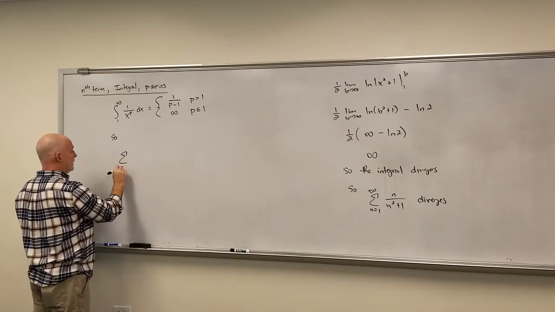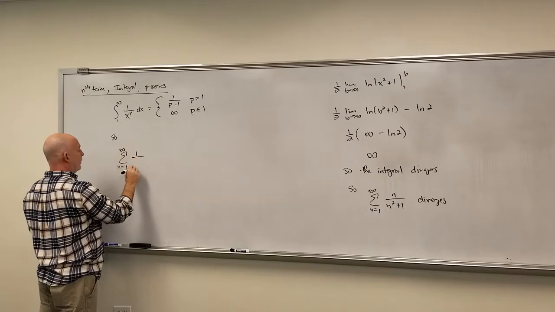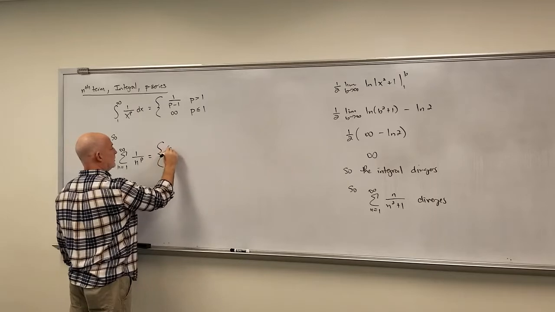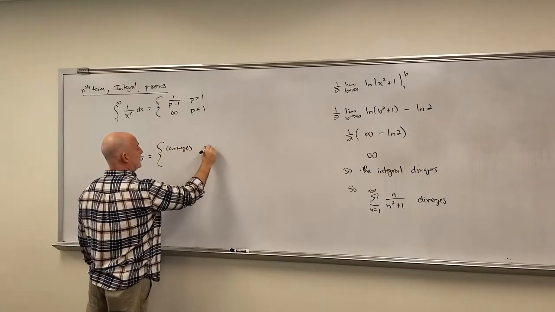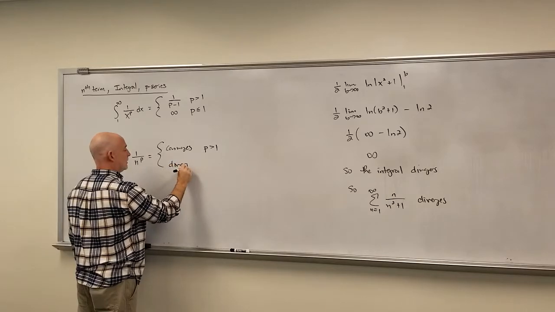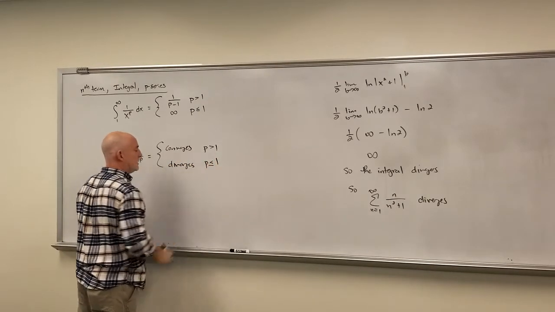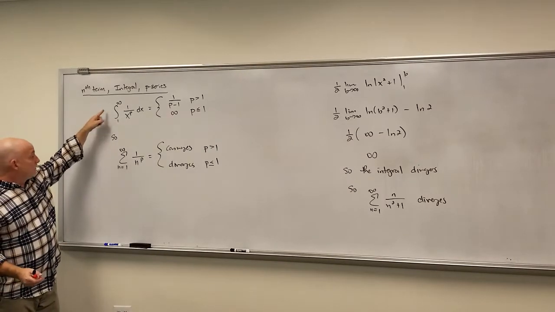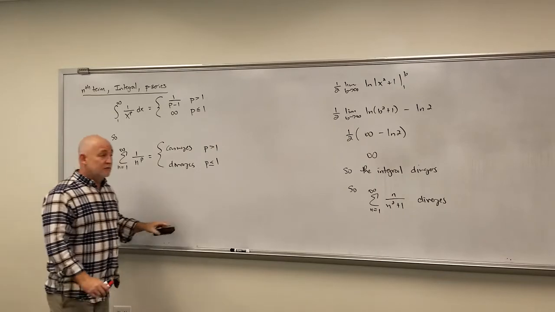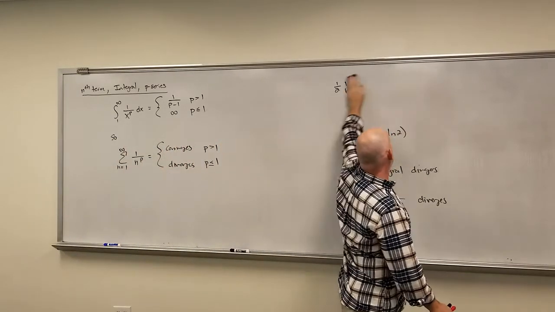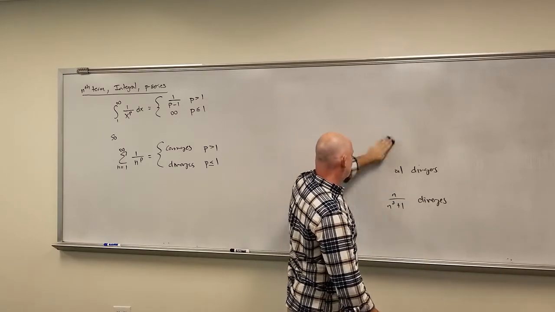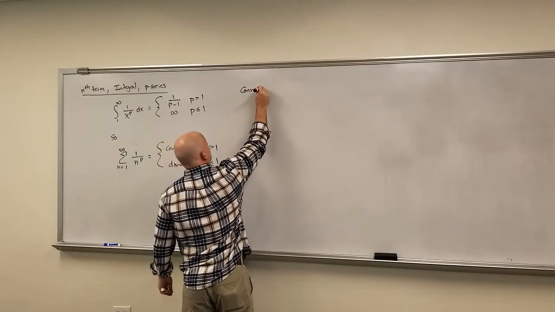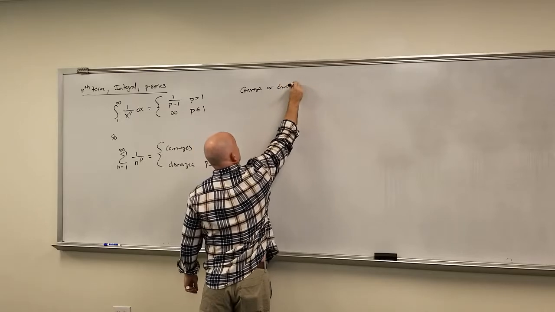Which means the sum n equals 1 to infinity of 1 over n to the p converges if p is bigger than 1, diverges if p is less than or equal to 1. So just from this result, because we know our integral test, we can say that this is true, which gives us a very huge class of problems that we can say whether or not it converges or diverges just by looking at it.